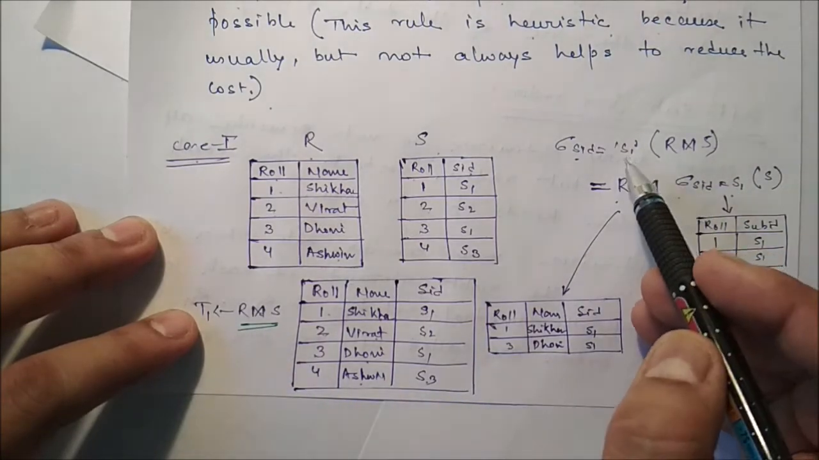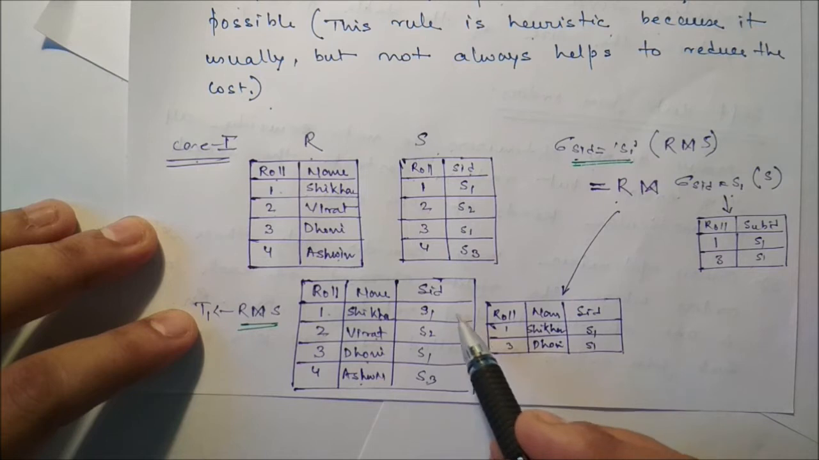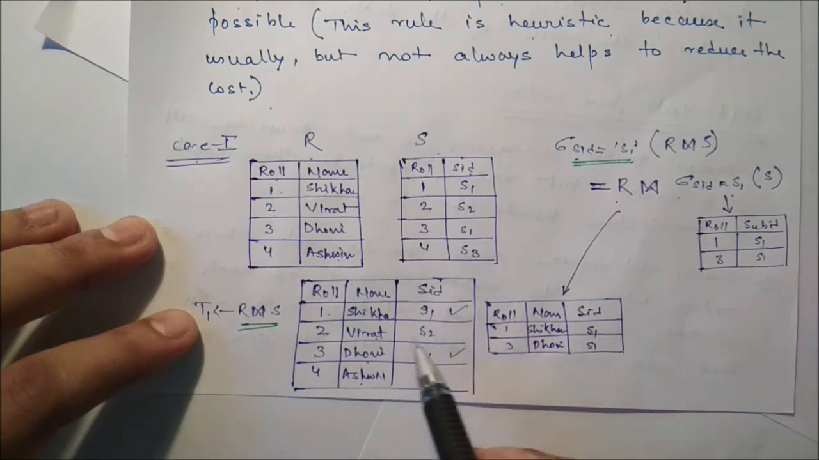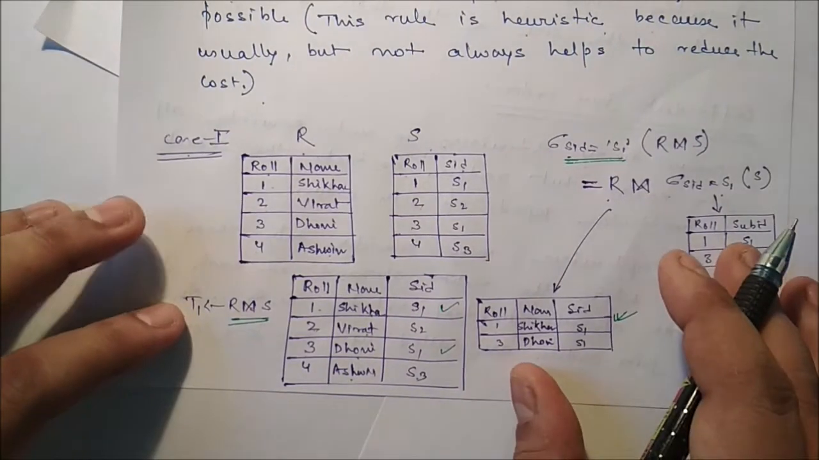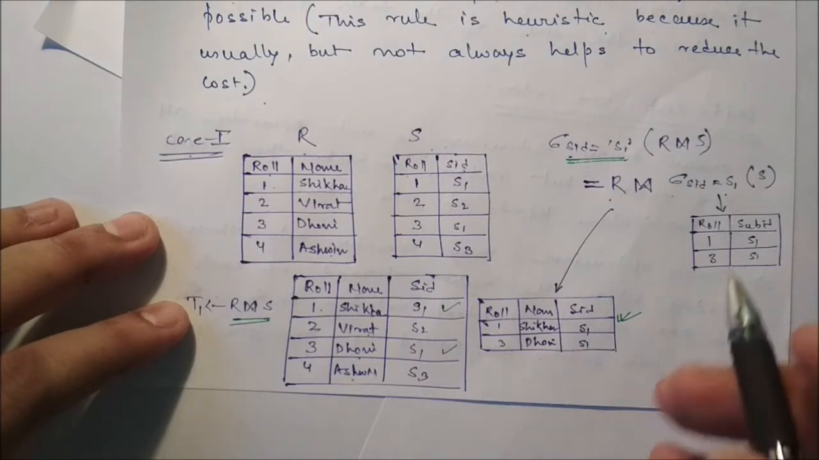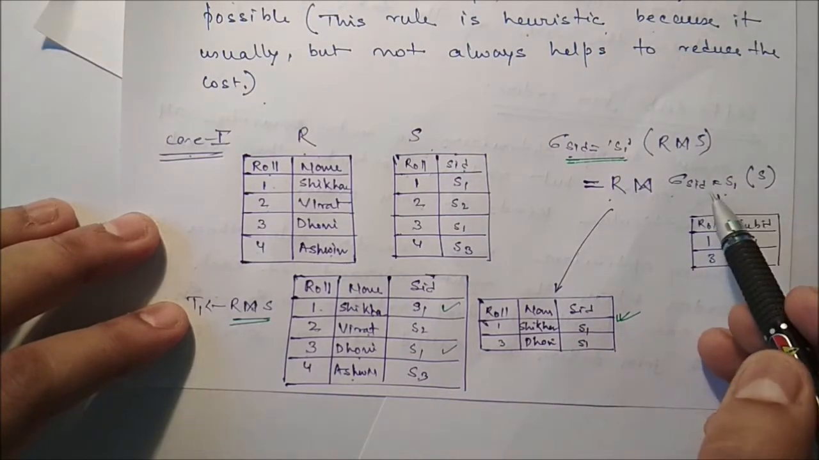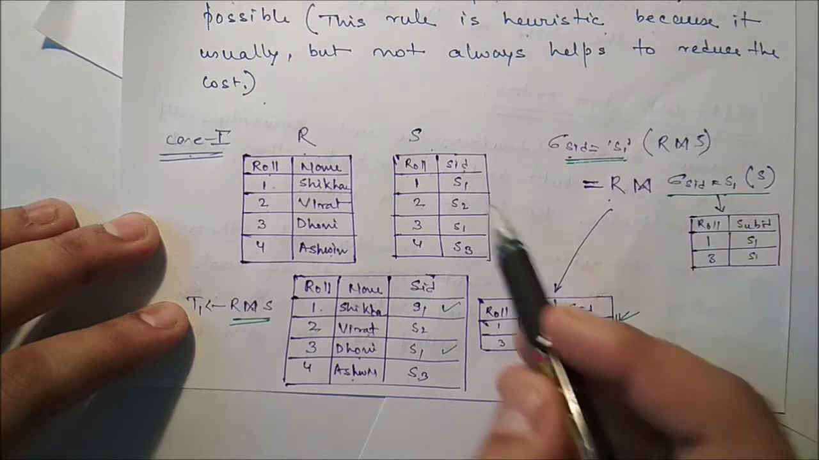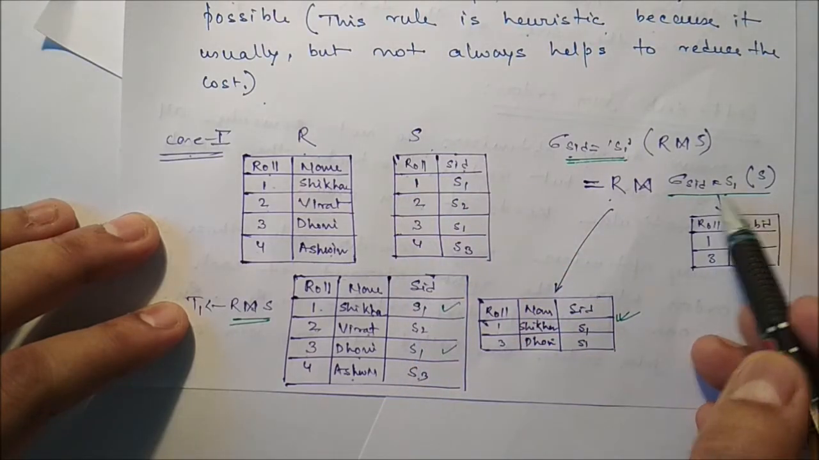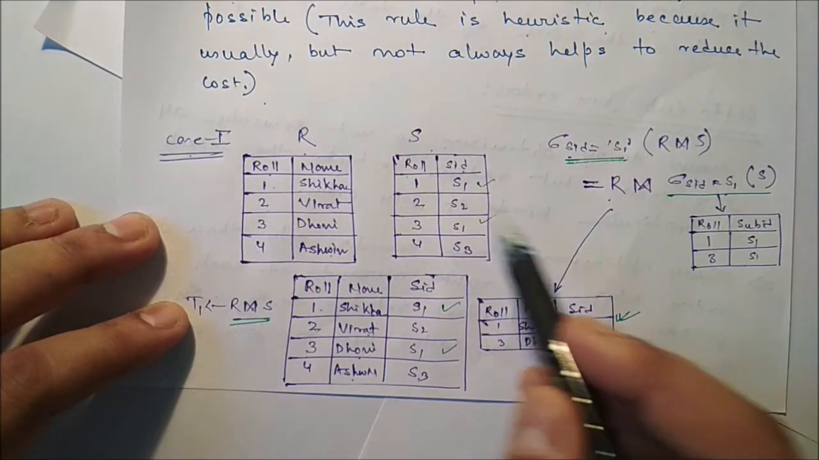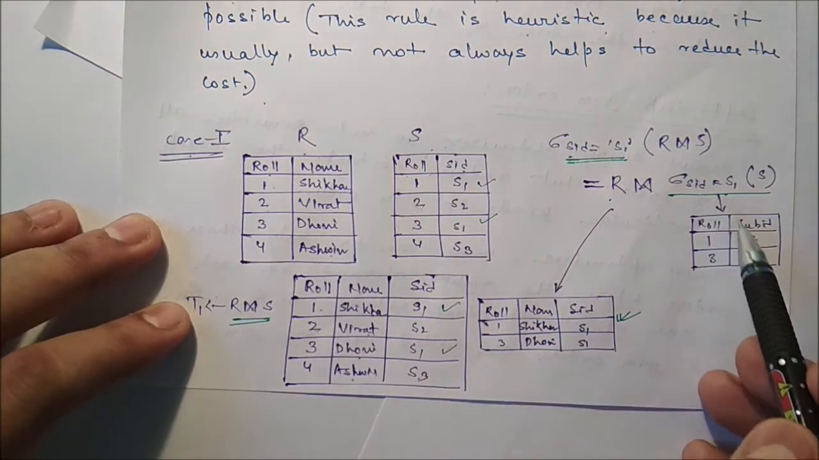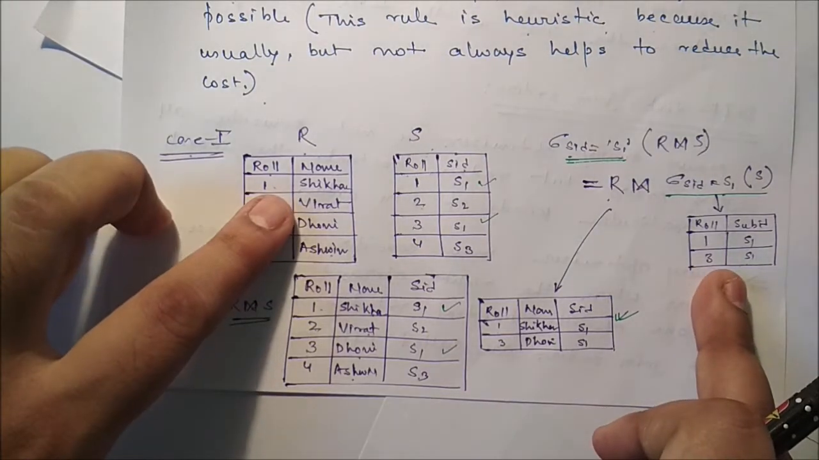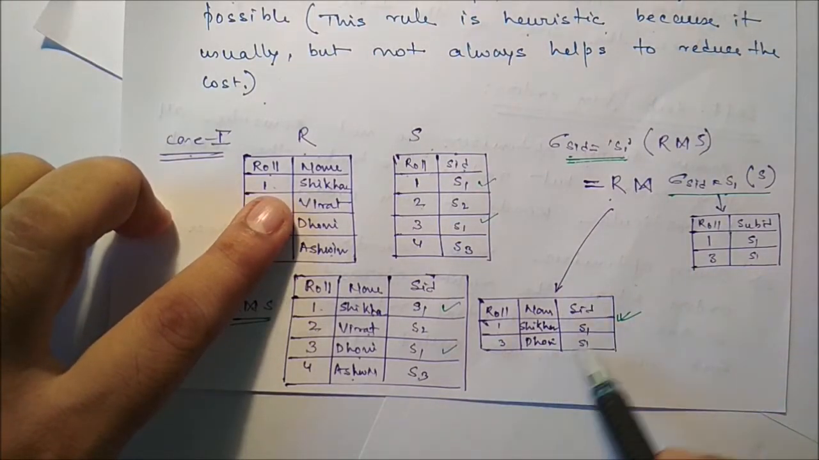And after that we have to select the subject ID S1, so we have to select these two rows. So 1 Shikhar S1, 1 Shikhar S1, 3 Dhoni S1, 3 Dhoni S1. So this is our result. Now see, if you apply the selection condition first, then from this particular table S we have to identify rows where the subject ID is S1, so 1 S1 and 3 S1. After that we have to merge this intermediate table with this particular table. The output will be the same.